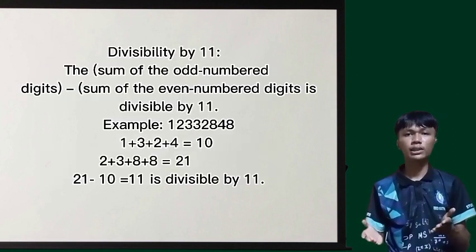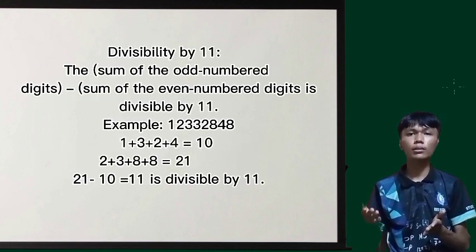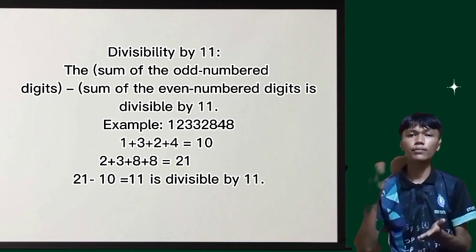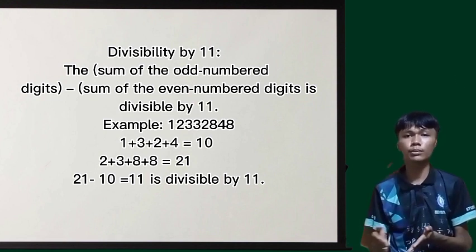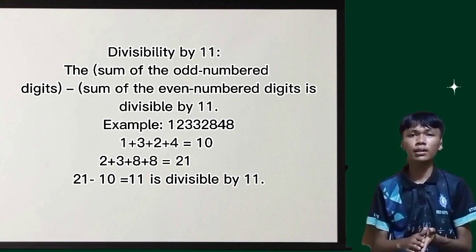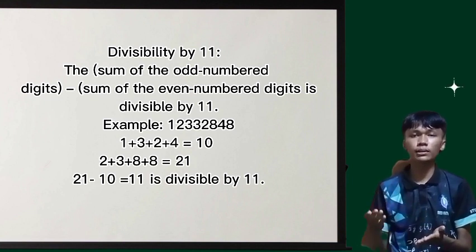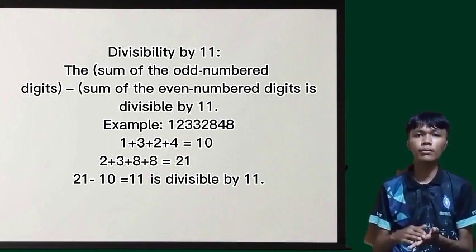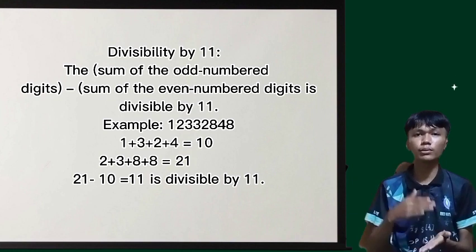Next is divisibility by 11. The sum of odd-position digits minus the sum of even-position digits is divisible by 11. Example, 12,332,848. Next, the odd-position digits are 1 plus 3 plus 2 plus 4 equals 10. The even-position digits are 2 plus 3 plus 8 plus 8 equals 21. Then 21 minus 10 equals 11. 11 is divisible by 11.